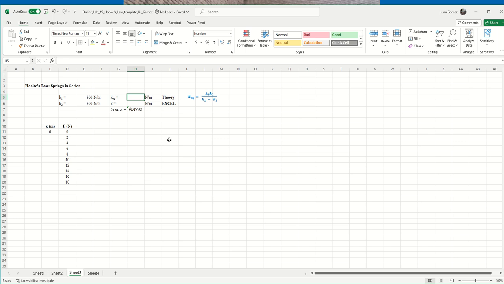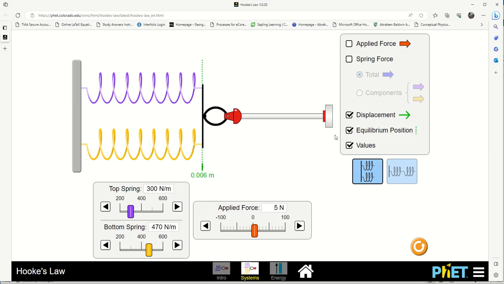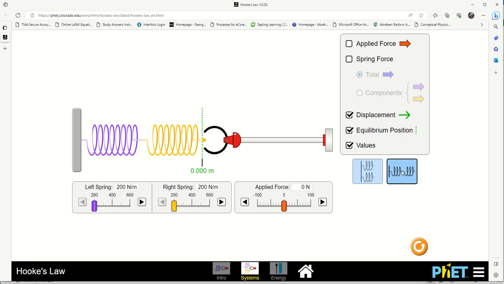Remember, you want to use the dollar sign, because that's Excel language for keeping the K values fixed. Now, for sheet 3, you want to use, again, K values of around 300. You want them, again, both to be the same. Here I've got 300. Let me go ahead and go to the simulation. Now again, first we want to go over here to parallel, and then displacement, equilibrium values, everything should be checked.